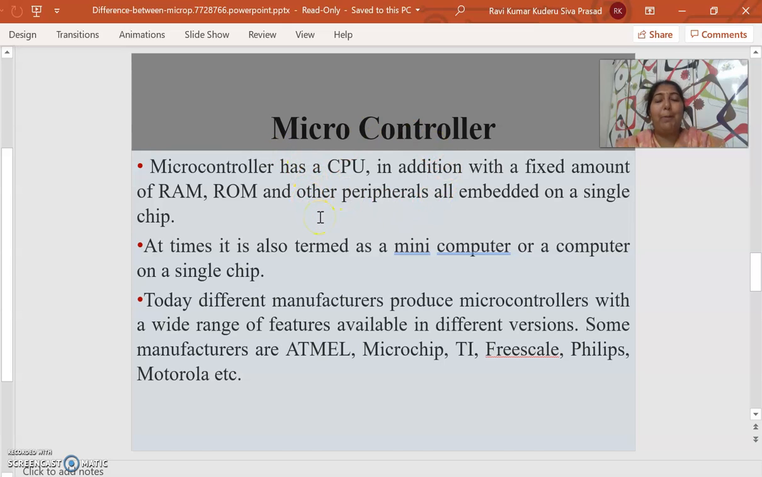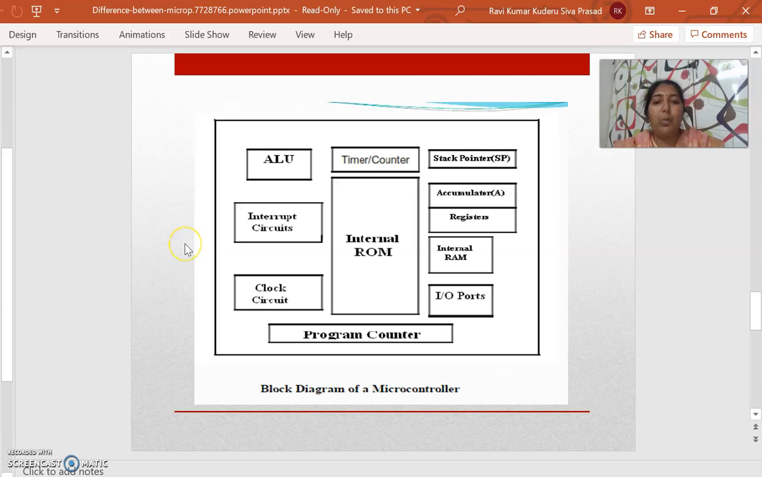So here we are performing fewer calculations and more concentration is on controlling the devices. And there are so many companies which are manufacturing these microcontrollers. Some of the names of the companies are Atmel, Microchip, Texas Instruments, Freescale, Philips, Motorola. So many companies are there. Next, we'll see the block diagram of a microcontroller.